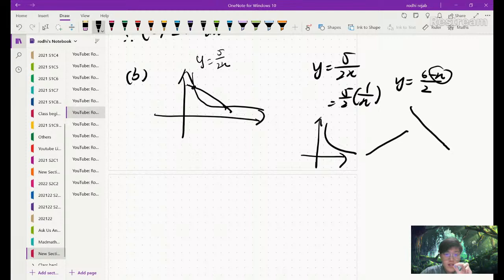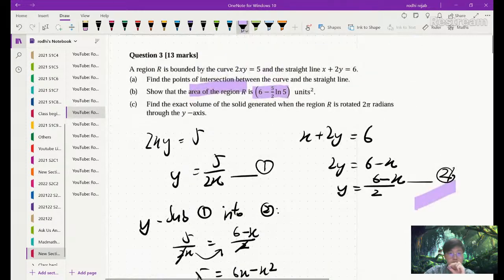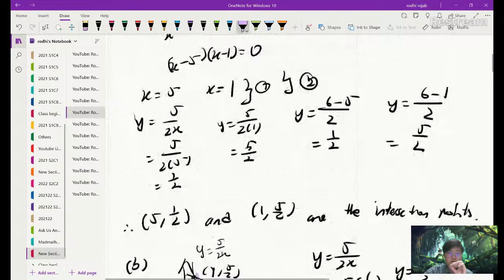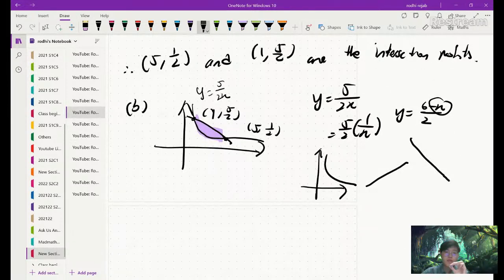And then we put in the intersection points also. The intersection points are (1, 5 over 2) and (5, 1 over 2). So we find the bounded region R. The highlighted one is the region we have to find.